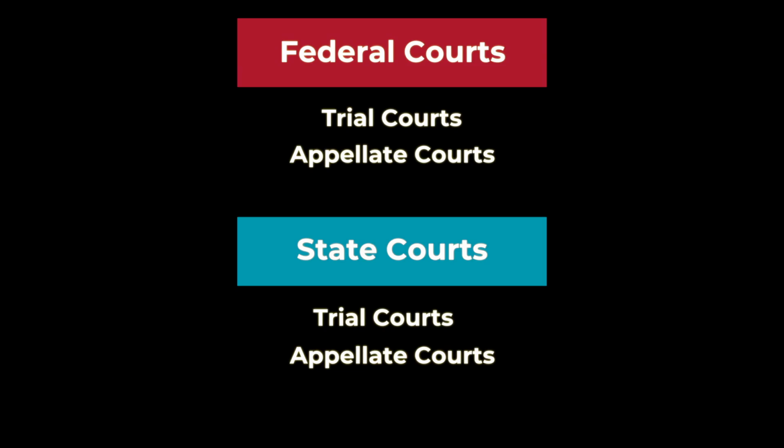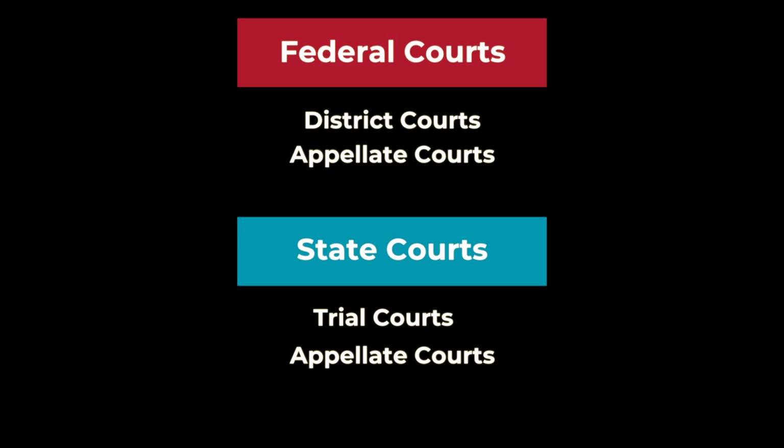In the federal system, the trial courts are called district courts. There are 94 of them, with at least one in each state, and they are organized into 11 regional circuits and the District of Columbia. In the state system, the trial courts are called local trial courts, sometimes referred to as district or circuit courts in some states. These can vary greatly by state.